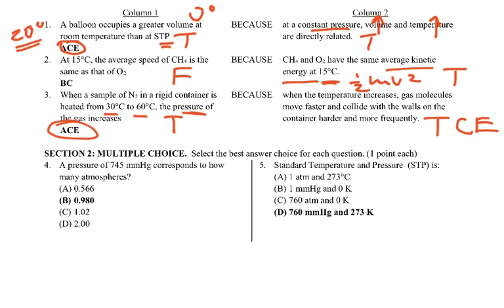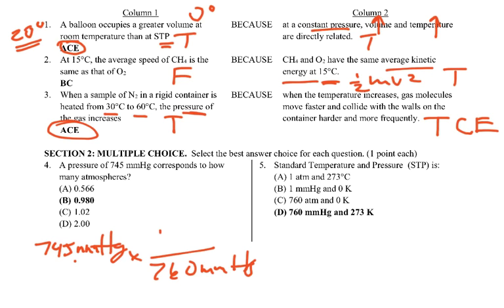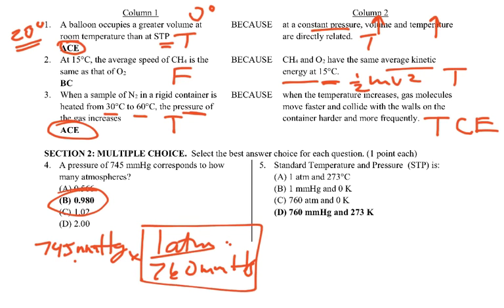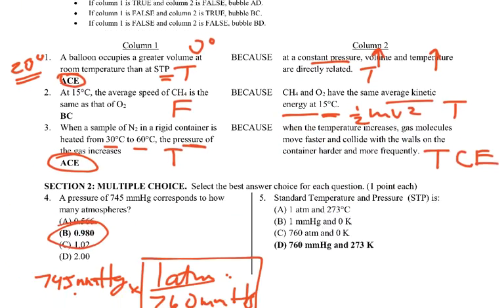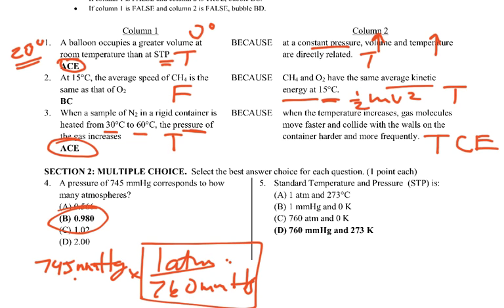Looking at 4, 745 millimeters corresponds to how many atmospheres? We're just going to set that up as 745 millimeters of mercury, and then multiply by a conversion, which would say 760 millimeters of mercury, and we're trying to get to atmospheres, so 1 atmosphere, and that'll come out to be 0.980. We got these two numbers from way up here, where we're given all the values at standard pressure, standard temperature and pressure. That is just knowing your numbers there.